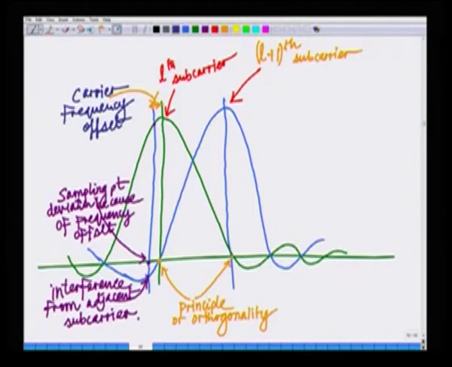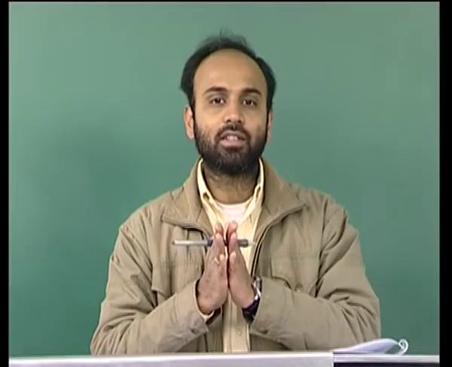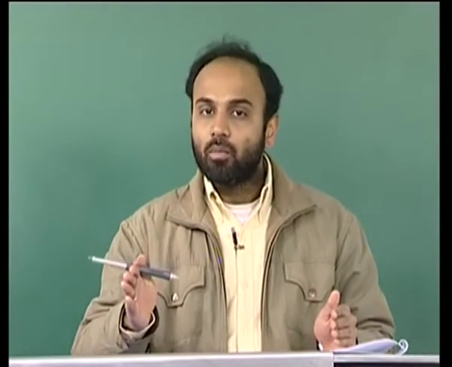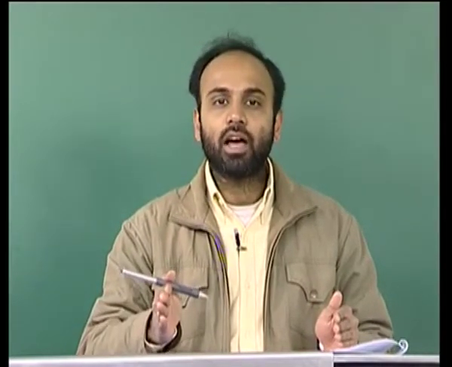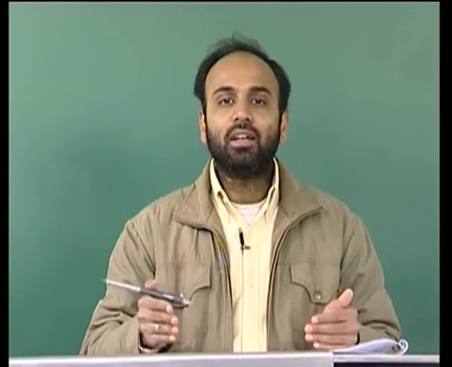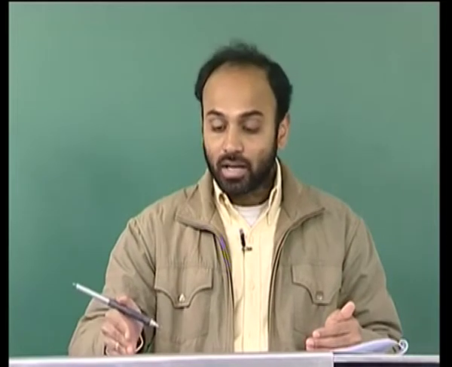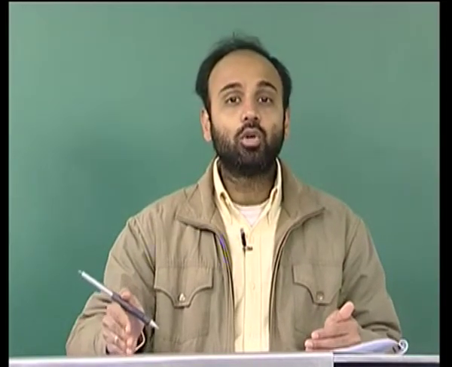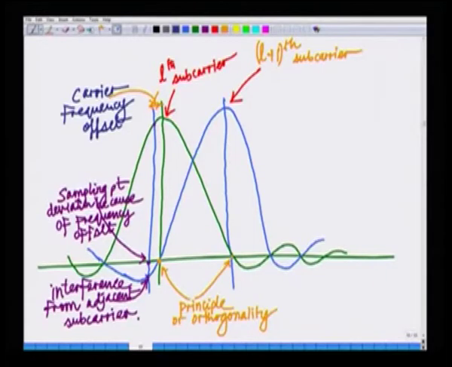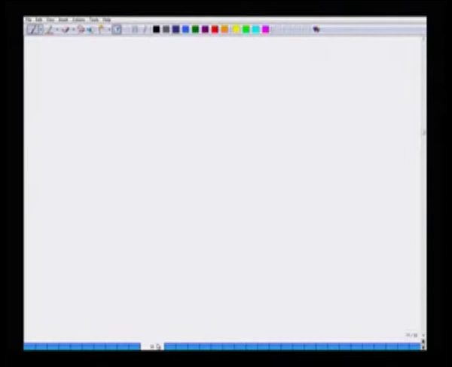As long as I am sampling at the ideal frequency, that is the frequency matched to the peak of each of the subcarriers, I have no problem. But the moment I deviate from that because I have a carrier frequency offset, there is going to be interference from the adjacent subcarriers at each subcarrier, due to the loss of orthogonality amongst the subcarriers. In fact, this is known as inter-carrier interference, ICI, in an OFDM communication system.